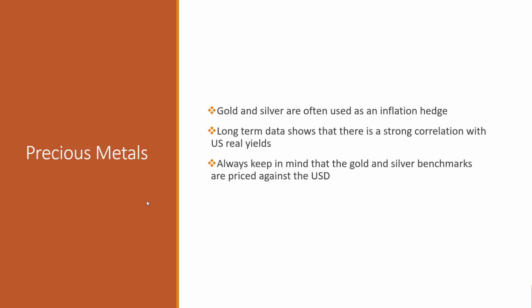When the economy is not doing well, they typically go up in value as well. So that's why they are called precious metals. And they are quite different from other commodities. But the mistake that a lot of people make is they call gold and silver an inflation hedge.